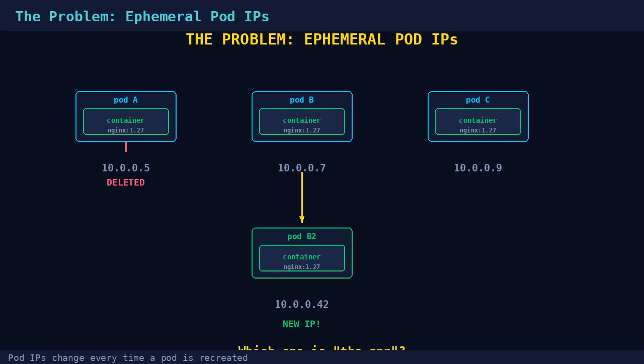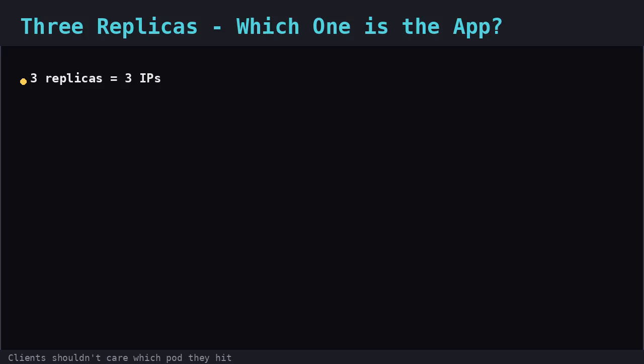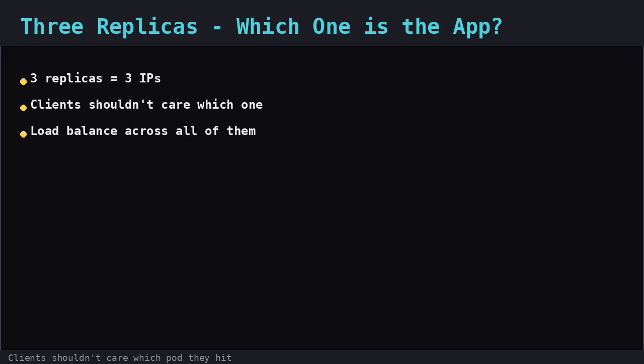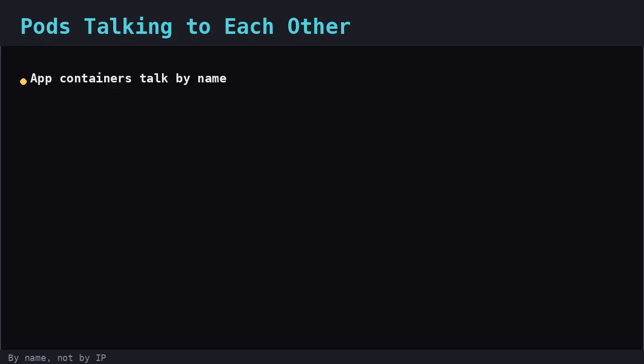Nothing stays stable. You have 3 replicas running. Which one is the app? Clients should not care. They should not have to track individual pod IPs. We need load balancing. And your app containers need to talk to each other, by name, like Redis in Docker Compose, not by floor-swapped IPs that change every 5 minutes.